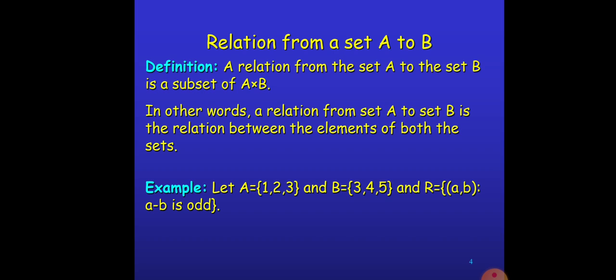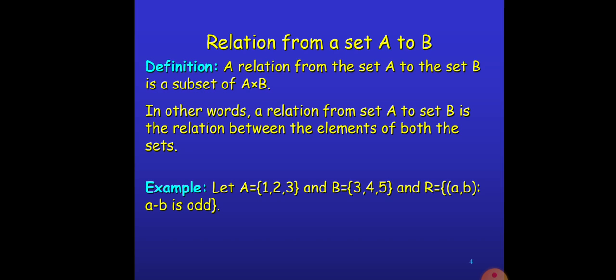Next, (1, 5). 1 minus 5 gives us minus 4, which is not odd, so it will not be present in the relation set. Now 2 subtracted from 3 gives us 1, which is odd, so 2 and 3 will form one pair.